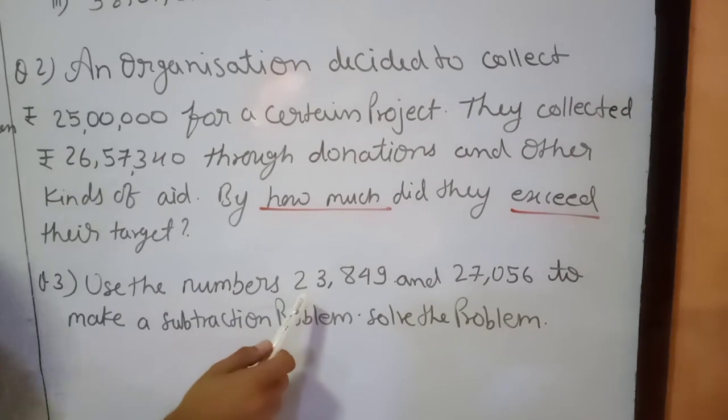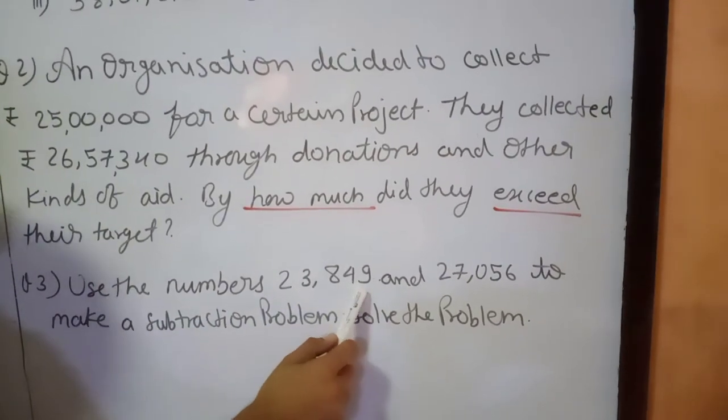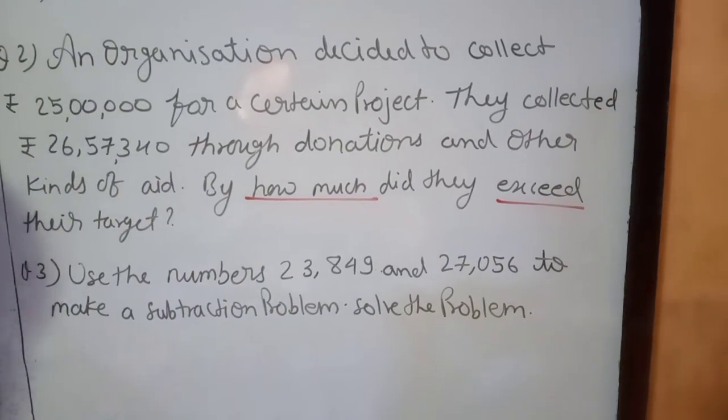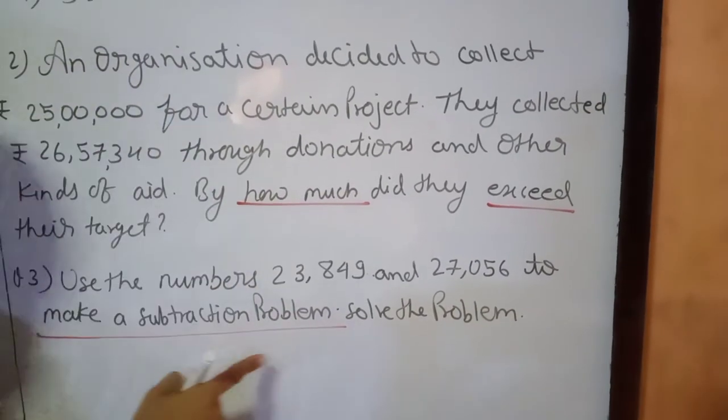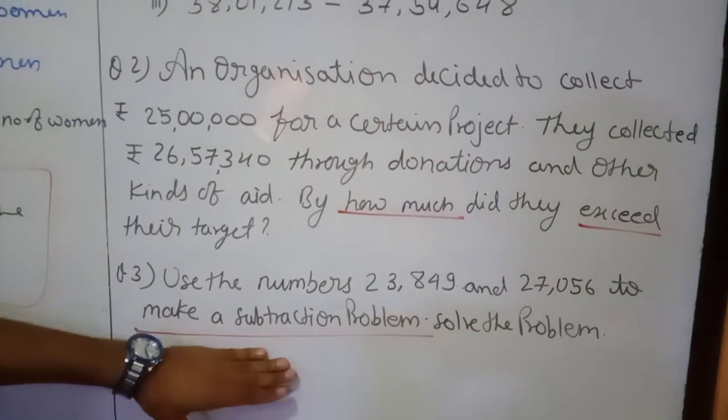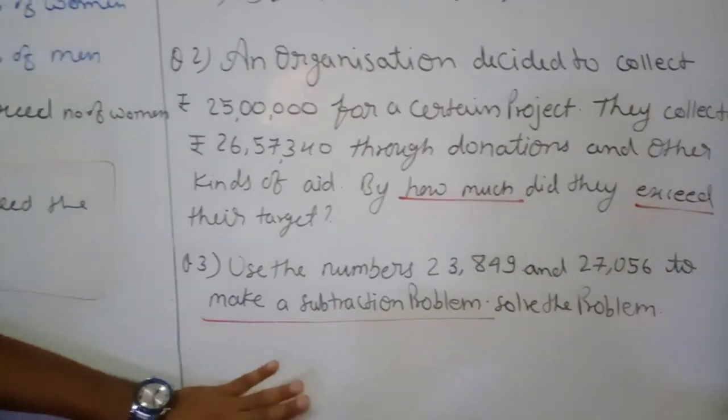Use the numbers 23,849 and 27,056 to make a subtraction problem. Here you have to first make a subtraction problem, then solve the same problem. So you should take these two numbers and make a problem by yourself.